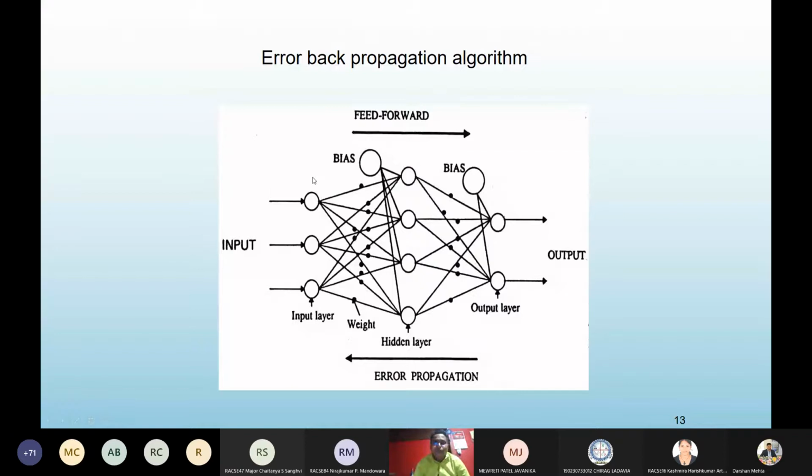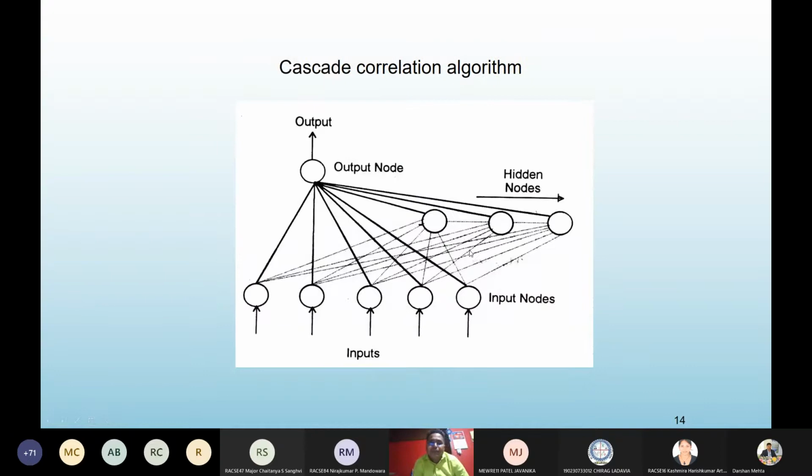So here three layers are available: one is the input layer, another one the hidden layer, another one the output layer. Here the error is propagated towards the goal. Okay, so another algorithm I used is the cascade correlation algorithm. Here hidden neurons are added one by one till your target is achieved.